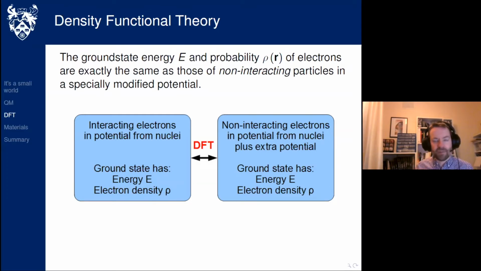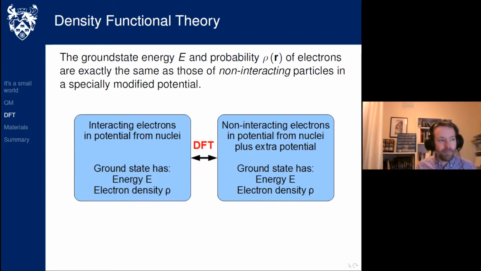But there's a key difference. In this other system, the electrons don't directly interact with each other. So I've drawn that here as two sort of boxes. On the left here, we have our original problem with electrons all interacting with each other and they feel some kind of attraction to the nucleus because they're negatively charged and nuclei are positively charged. So they've got some electrostatic potential and they've got energy E and the probability distribution rho.